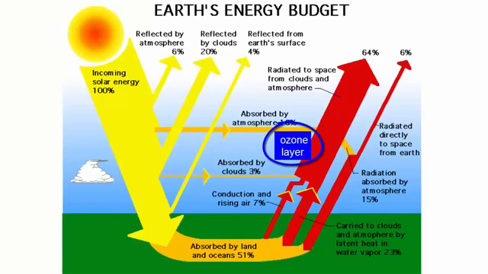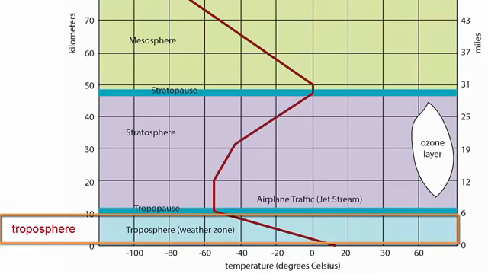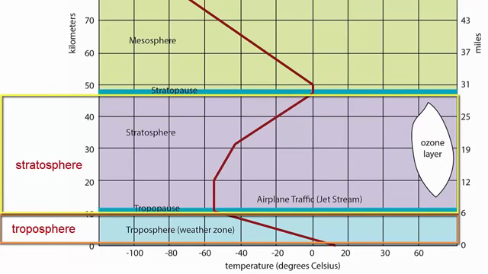Now let's return to the ozone layer, a major absorber of solar UV radiation. We call the lowest layer of Earth's atmosphere, where all weather occurs, the troposphere. The layer above it is called the stratosphere. The ozone layer resides in the stratosphere.